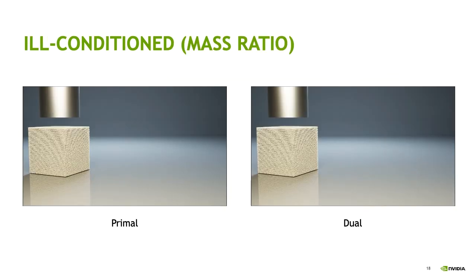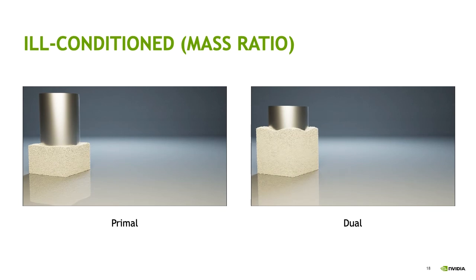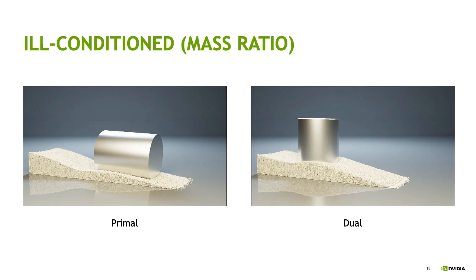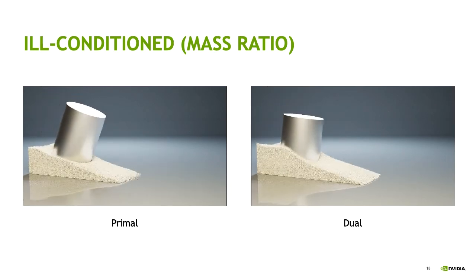A little more interesting example is when we have some ill conditioning. And in this case, we have a large mass ratio of around 80,000 to 1 between the granular material and the weight on top. And we see that the dual solver has a lot of compression at the start, while the Primal solver is relatively unaffected, so it gets this nice stiff response.